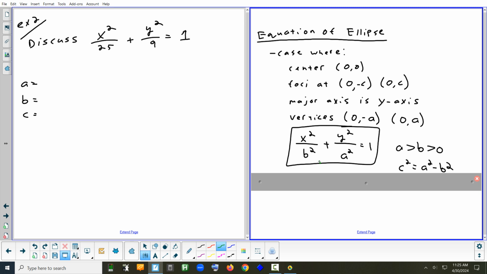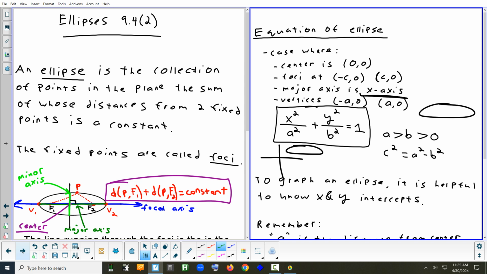So the way you can remember which way the ellipse opens is A is always the bigger number. Whichever letter has the A under it, that's the direction the ellipse will open. If the bigger number is under the Y, the ellipse is going to open in the Y direction. It's going to go up and down. If the bigger number is under the X, it's going to go in the X direction. Okay? That's how you tell the direction of an ellipse.